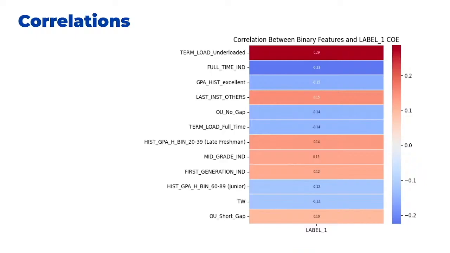And then we have a negative correlation between the full-time indicator and an excellent GPA, which says that a student who comes and takes 12 hours or more of credit course on their first term and has a good historical GPA is more likely to stay. So we also see some of the historical GPA bins that I created showing up among the key features.